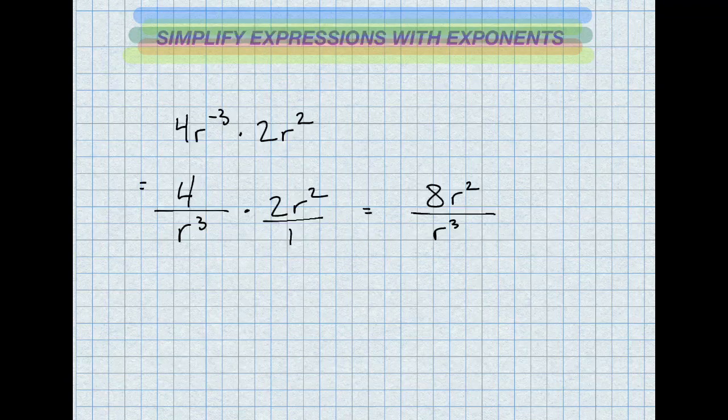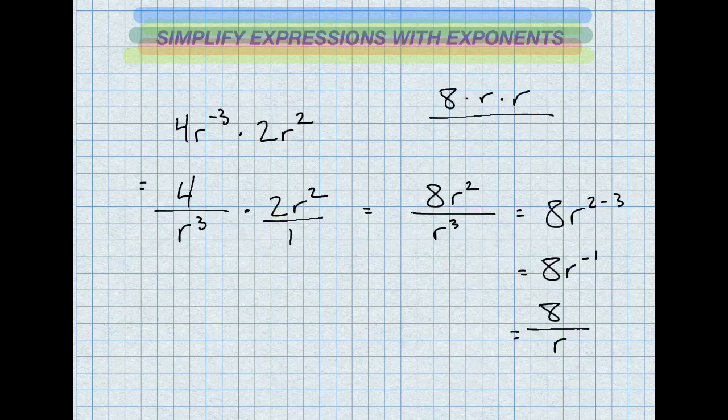So now you have 8r to the 2 minus 3. So you have 8r to the -1, which is just 8 over r. Another way to look at this, if I write it out longhand, that's going to be 8 times r times r divided by r times r times r. Here's your 8r squared written out all the way, here's your r cubed, and you just cancel them out. What you're left with is 8 over r.